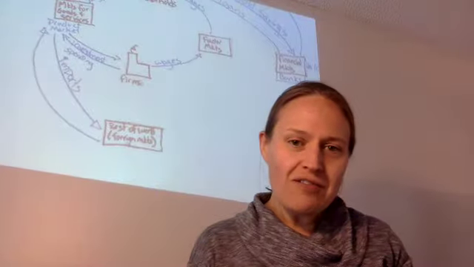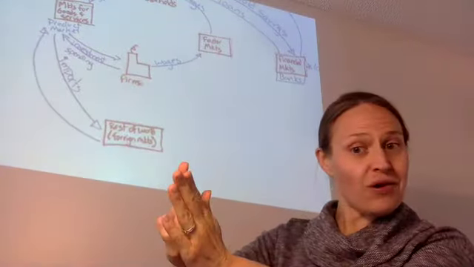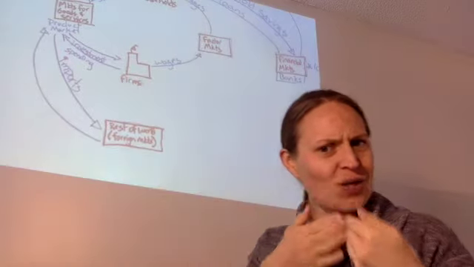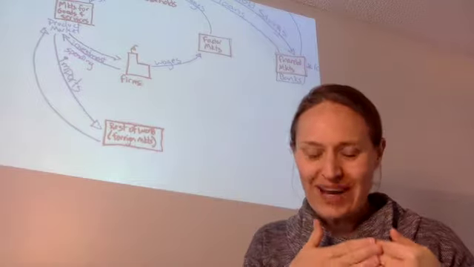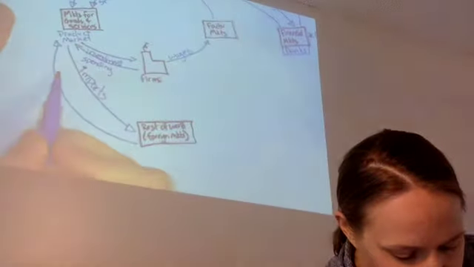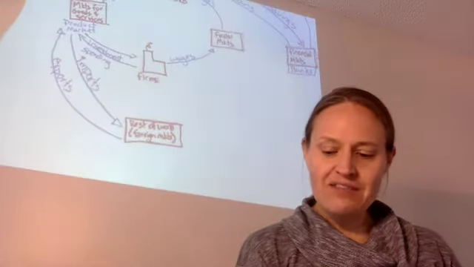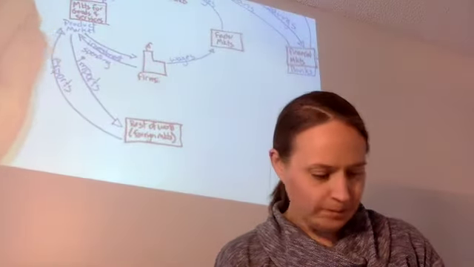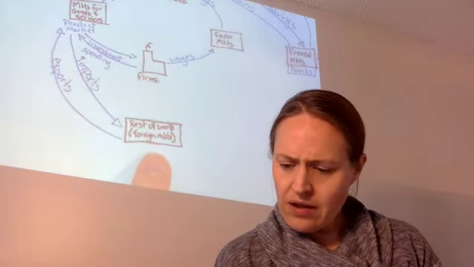So exports, the product is made in the United States, the product is sold to another country, and in return, that other country gives us money. So the arrow coming from the rest of the world into the United States is exports, because that is what the money is doing in that situation.